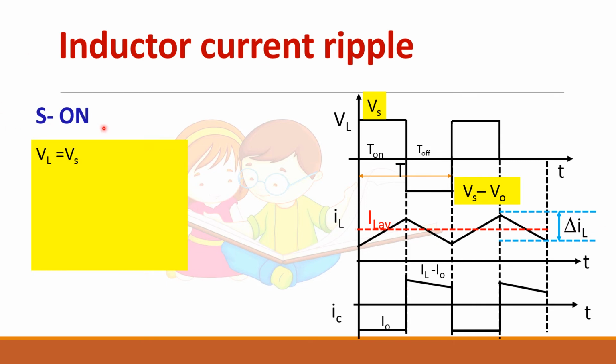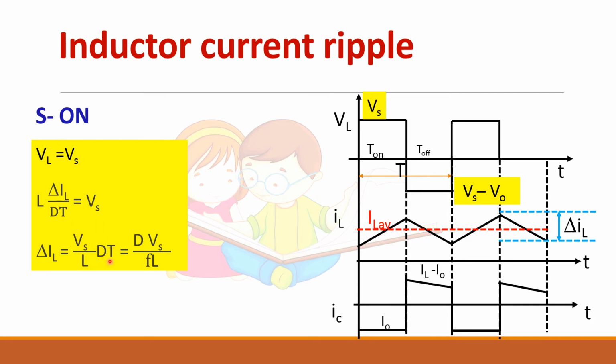In the on condition, you can take the on condition or the off condition, whichever is convenient for you. I have taken the on condition. So VL is equal to Vs. What is VL? L into di by dt. So I write di as del IL, divided by the on time period dt, which is T on, and that is equal to Vs. From this you can find what del IL is. So del IL you will get as this.